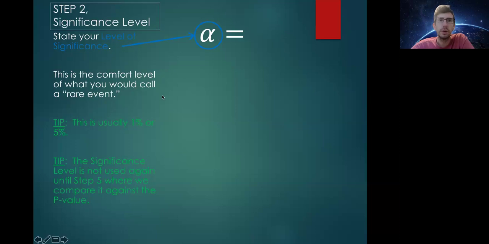So this is the comfort level of what we would call a rare event, basically. Usually we'll use 1% or 5%, and the significance level is not used again until step 5, where we'll compare it to a p-value. And the p-value is just going to basically be the area under our curve, whether it's to the left, the right, or under both those tails according to our alpha value. So don't be scared by this p-value term. You've calculated this before many, many times. We're just now giving it a name and calling it the p-value.